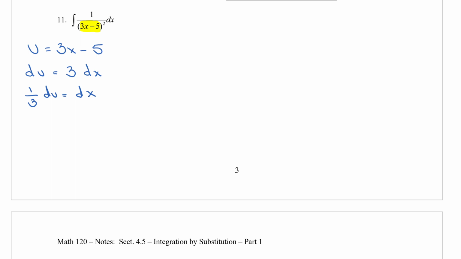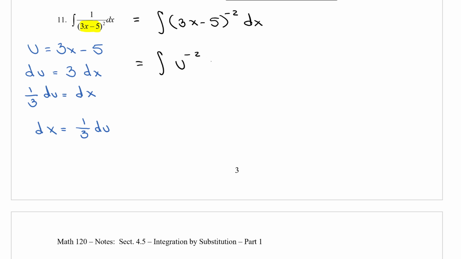And now I can replace my dx with that 1/3 du. So dx is equal to 1/3 du. Let's go ahead and rewrite our integral in terms of u. So it'll be equal to the integral of, we're going to open up a set of parentheses, 3x minus 5, close the parentheses, and I'm going to write the exponent here as a -2, and then dx. And then I can write this as the integral of u raised to the -2 power times 1/3 du. I'm going to factor out the 1/3 in front of the integral sign. Then we'll have the integral of u raised to the -2 power du.